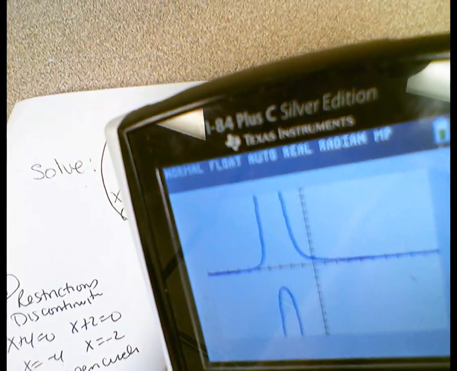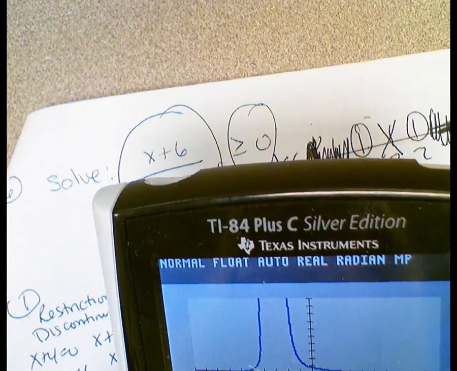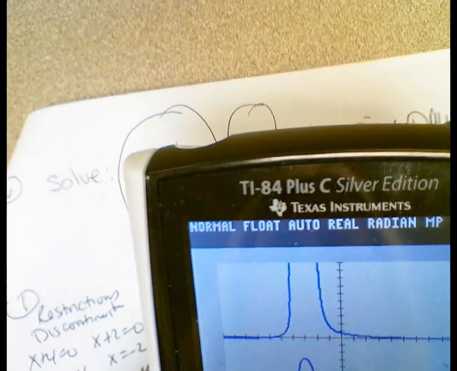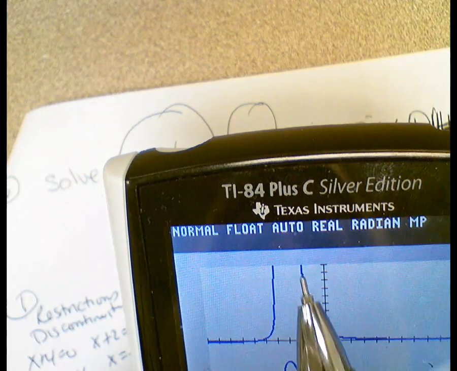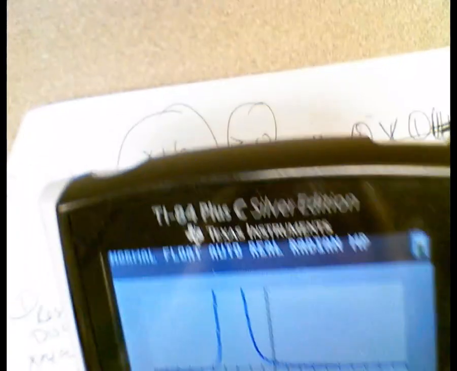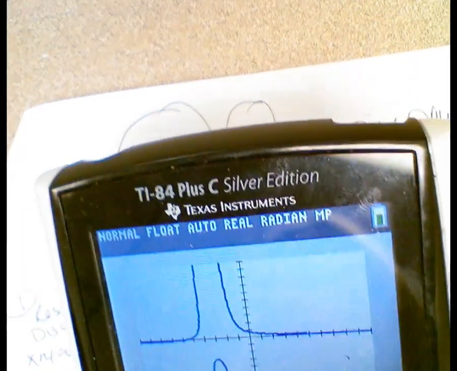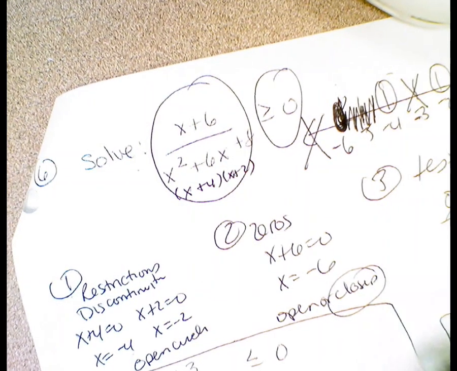So hopefully that makes sense. Our answer was between -6 and -4. From -6 to -4, it's above. Not here, but then again, starting at -4 to infinity. Or no, sorry. At the asymptote -2 to infinity, it stays above 0. All right, let me close that off.